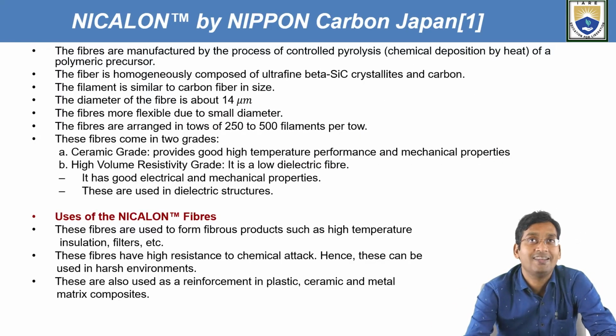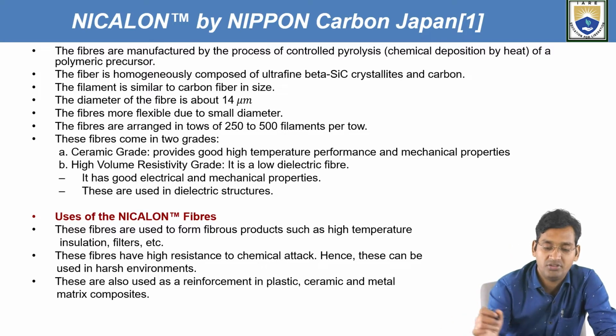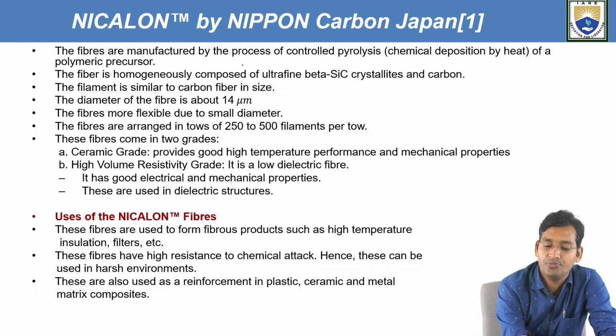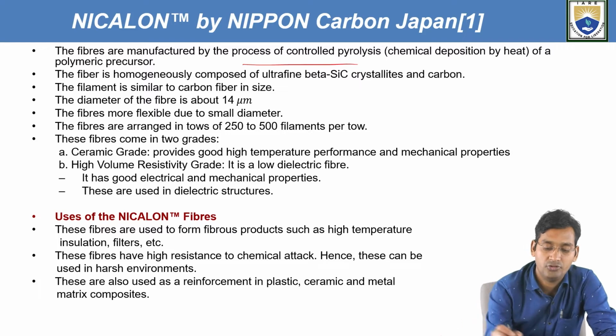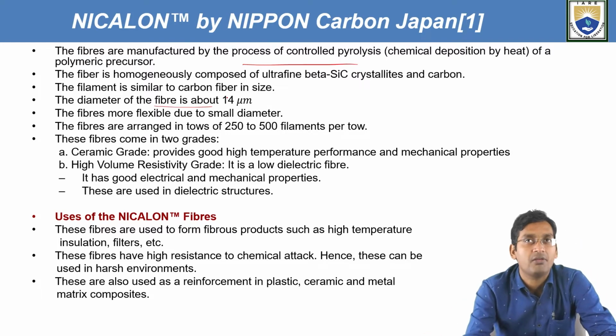Now the second method, Nicalon by Nippon Carbon, Japan. That is the trademark of Nicalon. The fibers are manufactured by the process of controlled pyrolysis, chemical decomposition by heat of a polymeric precursor. Means again this method also uses controlled pyrolysis. The fiber is homogeneously composed of ultra-fine beta silicon carbide crystallites and carbon. The filament is similar to carbon fiber in size. So the size of this filament is also similar to the carbon fiber.